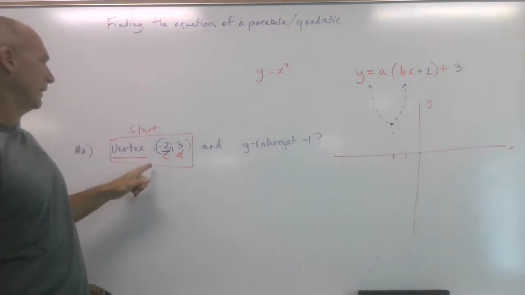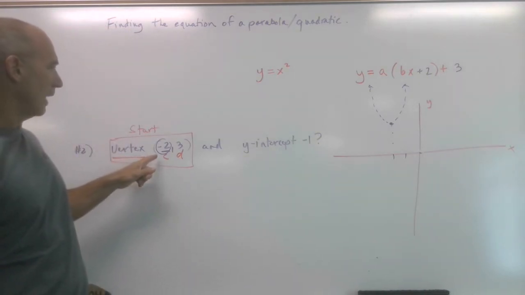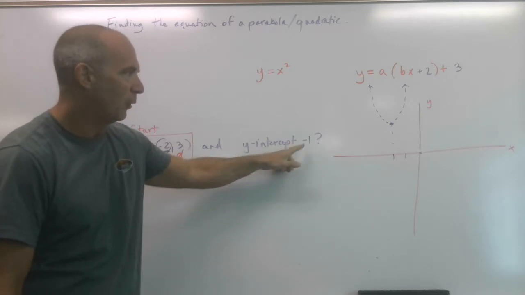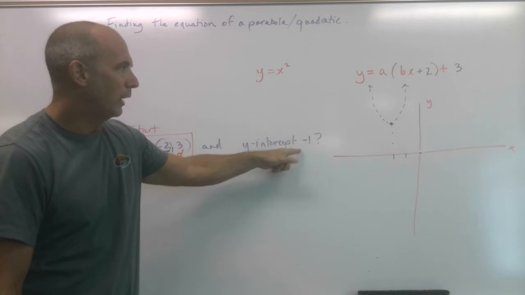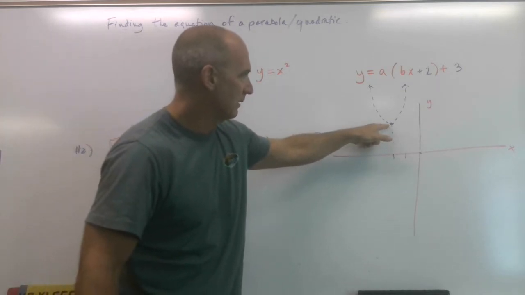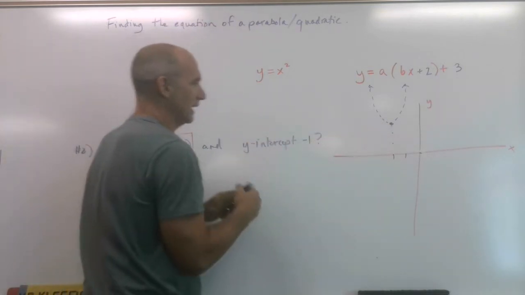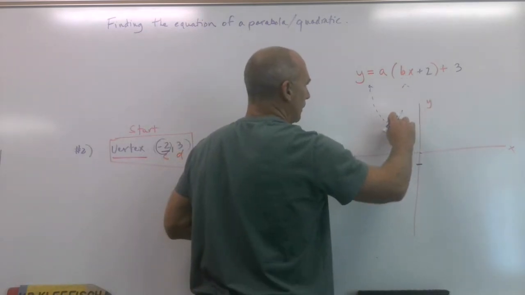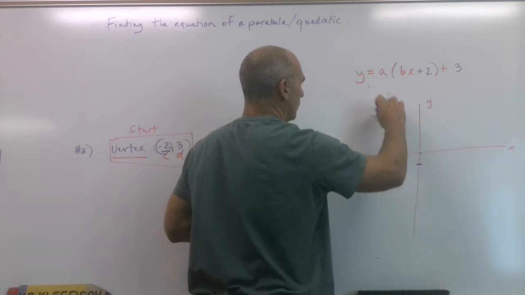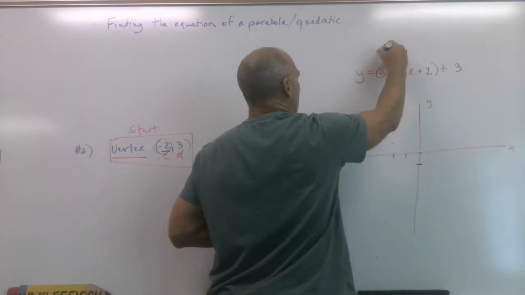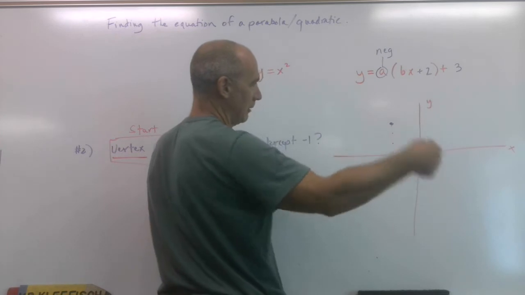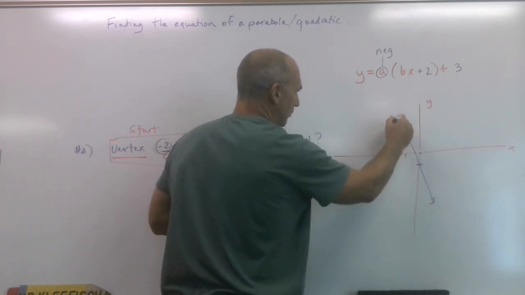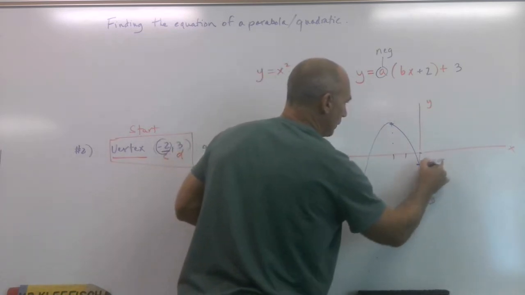Now, as a next clue, it says your y-intercept is -1. Why would they give that to us? Well, notice I drew my drawing like this. They're telling me my y-intercept is -1, so I've got to make some adjustments. That tells me it does not open upwards, which means A is negative, because it's going to reflect over the x-axis and come down like this. Now, is my drawing perfect? No.